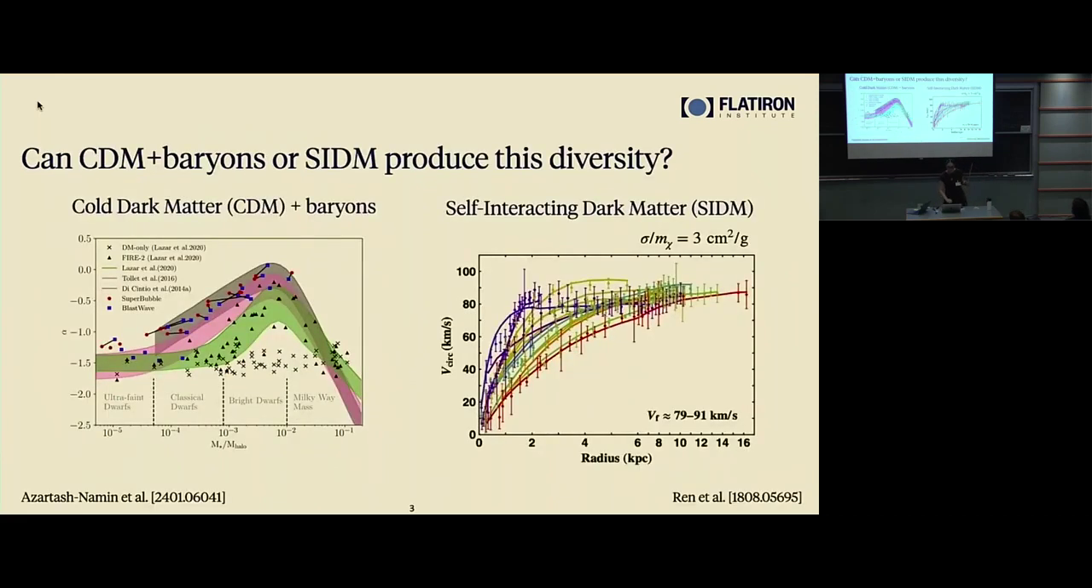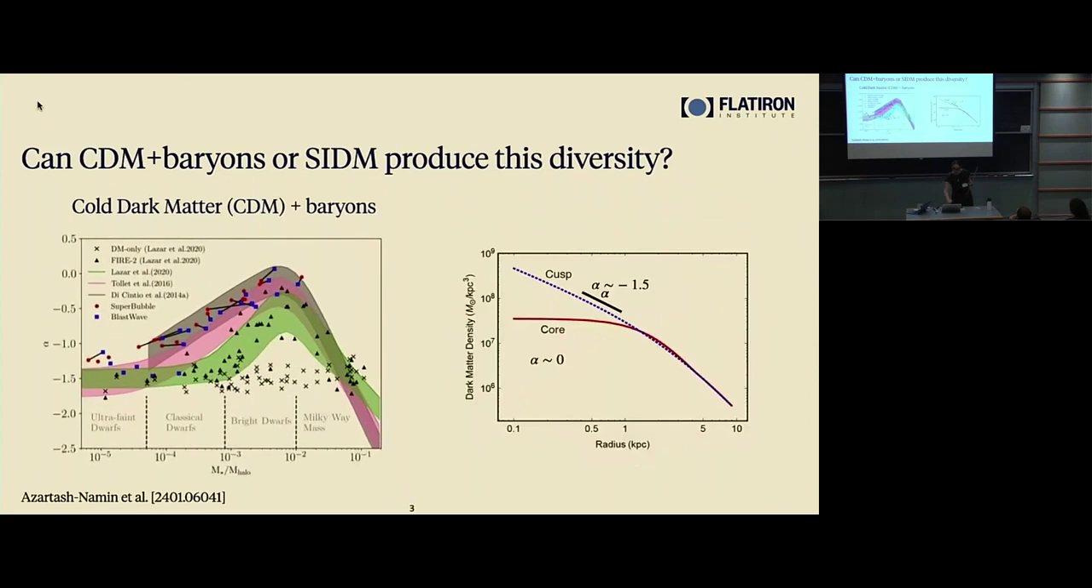Okay. So there have been a number of solutions to this problem proposed in the literature, and I will go through 3 of them. So the first case is if you have cold dark matter with baryons. And to get some intuition for this, I'm showing a dark matter density profile here. And people look at the slope of the central dark matter density profile and have shown that feedback can affect what this slope looks like.